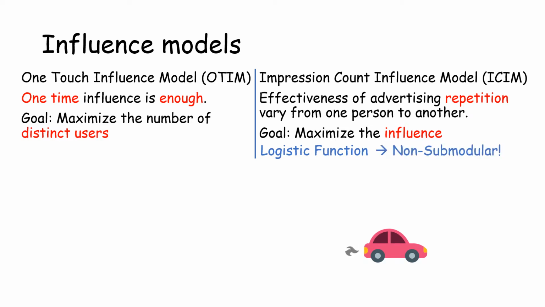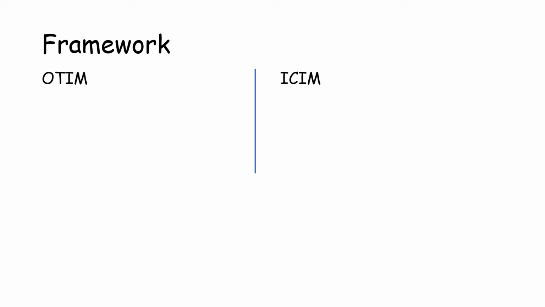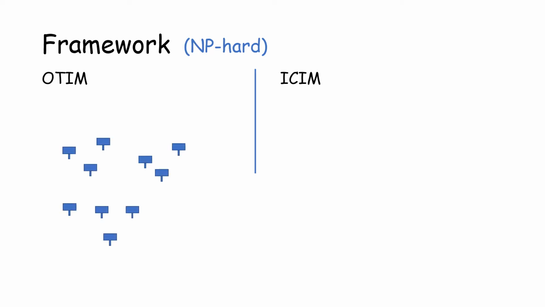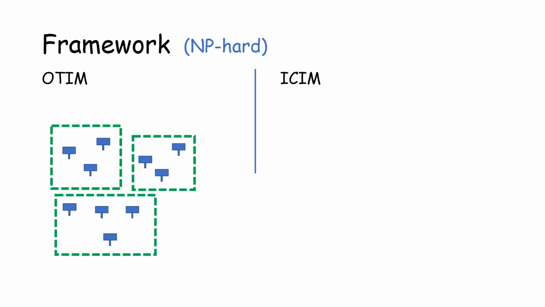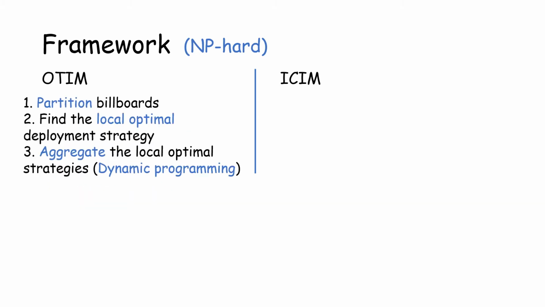This leads to a challenge. ICIM is non-submodular. Now we briefly introduce the solution. It's worth noting that this problem has been proven NP-hard. For the OTIM, we first partition all billboards into several clusters based on their influence overlap. Then we find the local optimal strategy for each cluster. Finally, based on these local optimal strategies, we use dynamic programming to find the global optimal strategy.